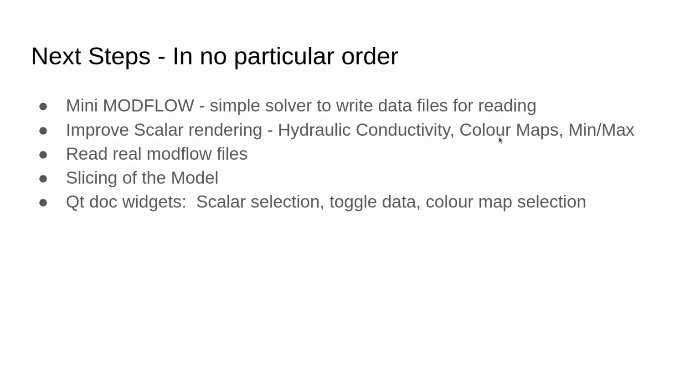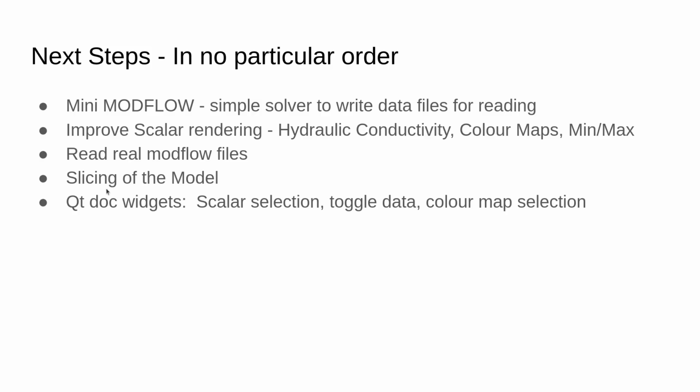Color maps, right? Right now we're just going from blue to red. Might be cool to have different color maps, and right now min-max scaling with the color map isn't really there. Right now it assumes that 1 is the hottest and 0 is the coldest. Another thing is that we're reading just a dummy text file, so the hope is to upgrade our Grid 3D class to read actual MODFLOW files.